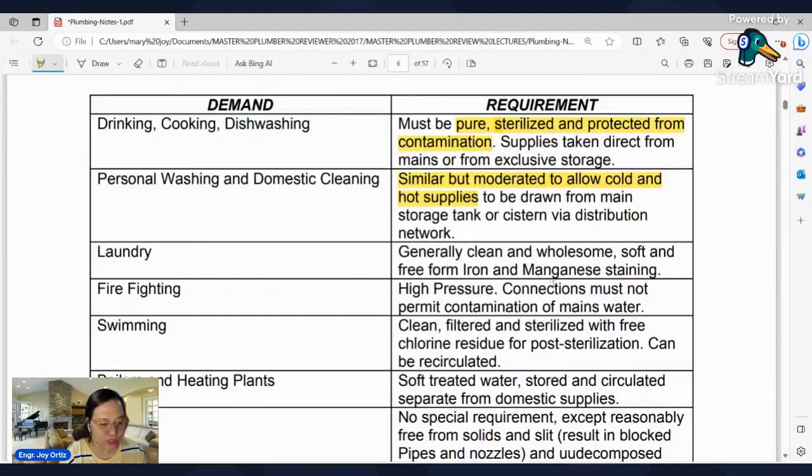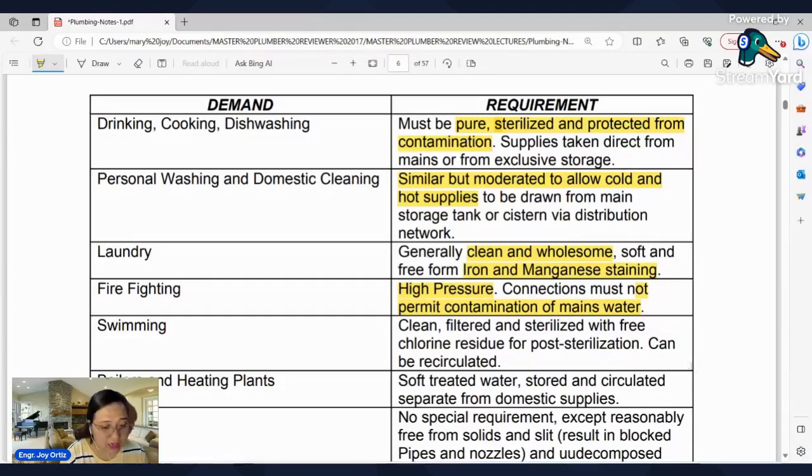Laundry, generally clean and wholesome kasi malinis po siya. Pangit naman po na gagamitin natin sa laundry na tubig is hindi siya malinis. Madumi pa rin yung diba? So, tandaan lang po natin, pag laundry is free siya pala sa iron and manganese staining. Okay? Kasi iron, nagiging brown ng ating nilaban. Okay. Pag firefighting, may high pressure. Ang alam ko, aalamin natin kung ilan yung pressure na requirements sa mga firefighting. Basta, dapat, for firefighting, it's high pressure and connections must not permit contamination of main waters.